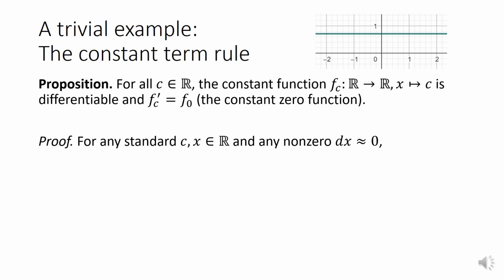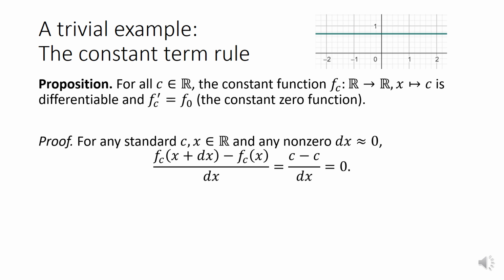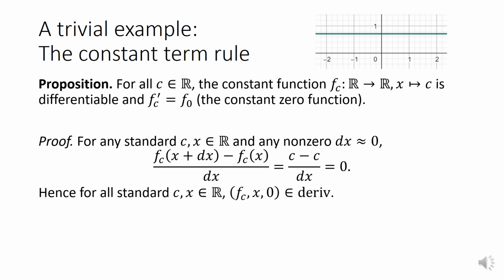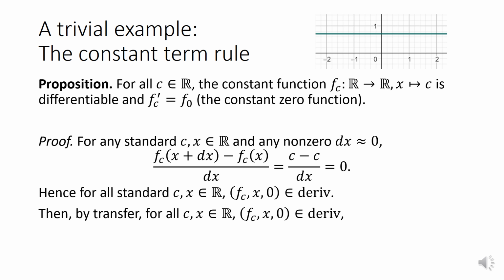For any standard reals c, x and any non-zero infinitesimal dx, the differential quotient is equal to (c minus c) over dx, which is 0. Hence, for all standard reals c, x, the triple (f_c, x, 0) is a member of deriv. Then, by transfer, this is true for all reals c, x. That is, f_c prime of x is equal to 0.